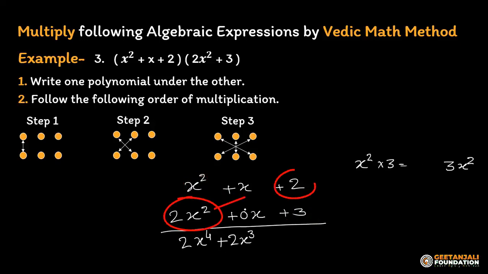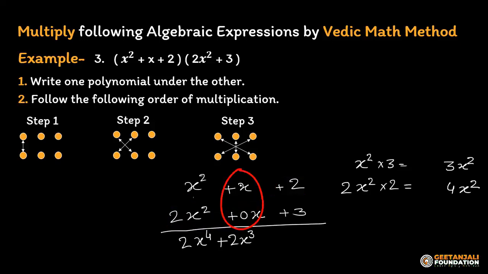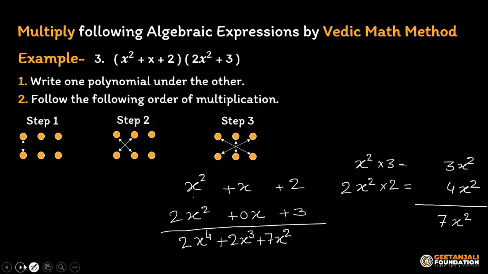Now 2x squared should be multiplied with 2. So 2x squared times 2 will give us 4x squared. Now we will vertically multiply this column and we are going to get 0. So I am not writing it. We will add these two. So 3 plus 4 will become 7x squared. So plus 7x squared is our next term in the multiplication.